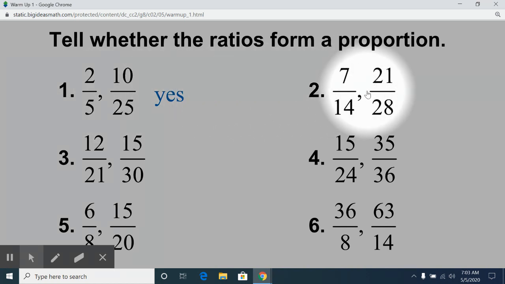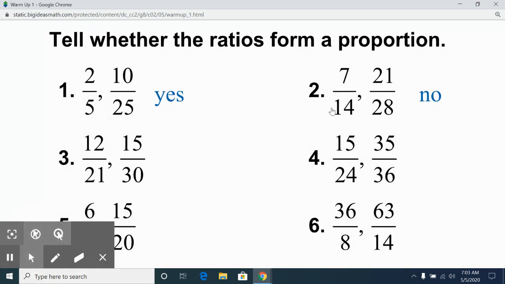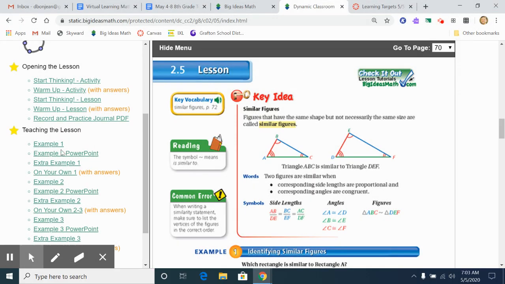If we look at number 2, 7/14, that's really 1/2. 21/28, that's really 3/4, if we simplified those fractions. So they are not proportional. That's what it means for two fractions to be proportional.